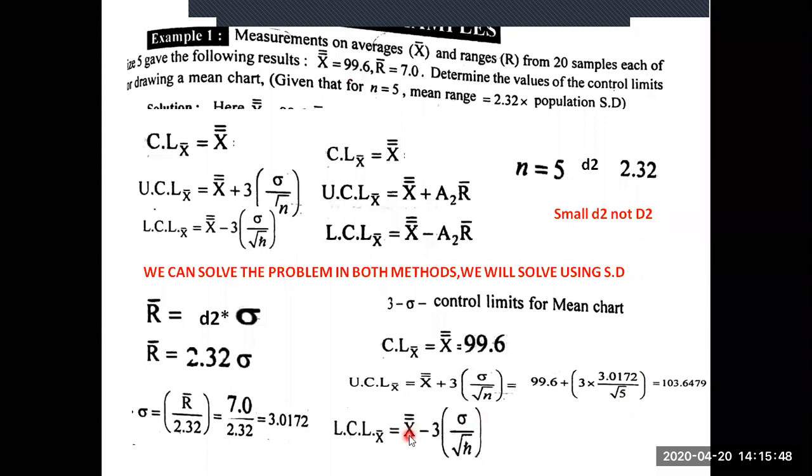The lower limit is X double bar minus 3 into sigma by root n. All the values you know: sigma you know, n value you know, X double bar. Just substitute and you are going to get the answer. So that is the control line, upper control line and lower control line.